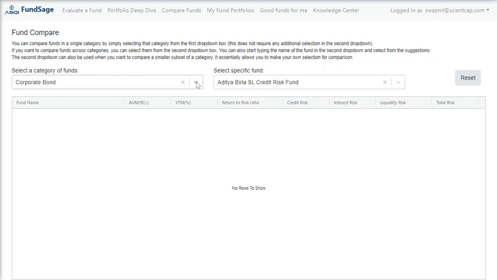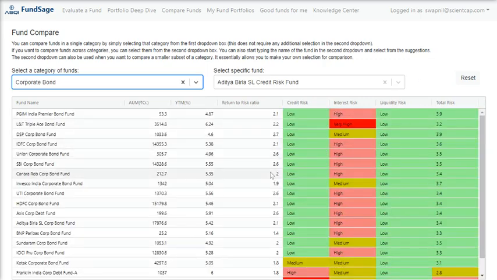So now let's look at just a specific category and how the funds are compared in that. So we have these fields: AUM, YTM, return to risk ratio, credit risk, interest rate risk, liquidity risk, and total risk score. Total risk score, 5 is the best, 0 is the worst, and 5 means least risk, 0 means highest risk. And this is a weighted average of these three risks with some extra weight to credit risk.